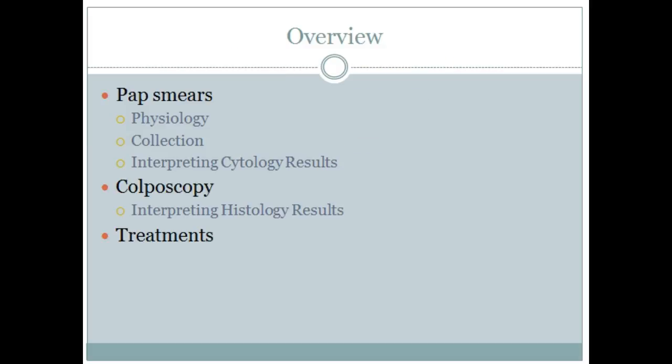So we'll start by doing a little bit of a refresher from reproductive physiology, talking about the anatomy and physiology of the cervix. We'll talk about Pap smear collection and then interpreting Pap smear results. Then we'll talk a little bit about colposcopy as well as how to interpret those results should a biopsy be collected. And lastly, we'll talk through some of the treatment options if treatment needs to be done for abnormal findings.